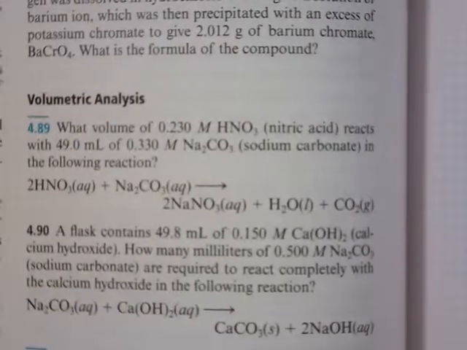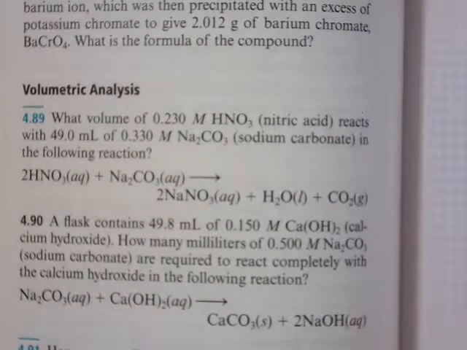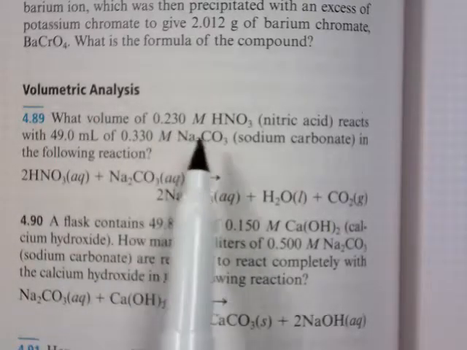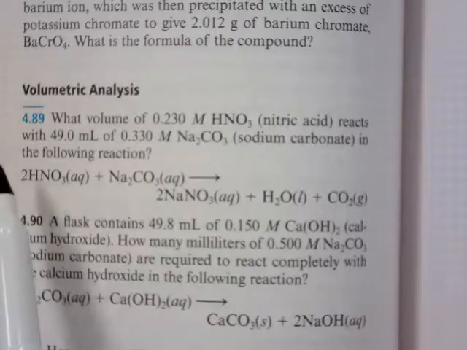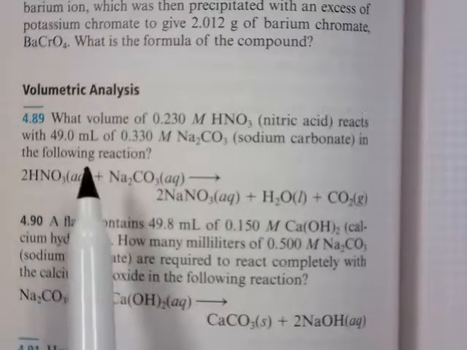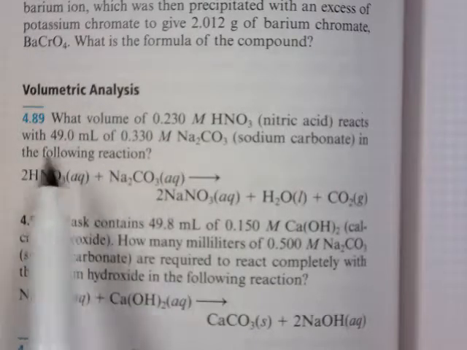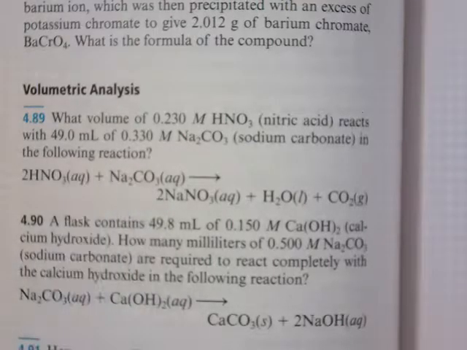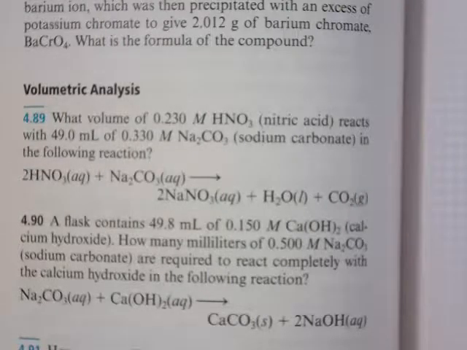Here's a problem, and it looks kind of nasty in its context. But it says, look here, what volume of 0.234 molar nitric acid will react with 49 milliliters of 0.333? See those two numbers right there? They always have to go together in a solution. You have to have a volume number, and you have to have a concentration number with a big M on it.